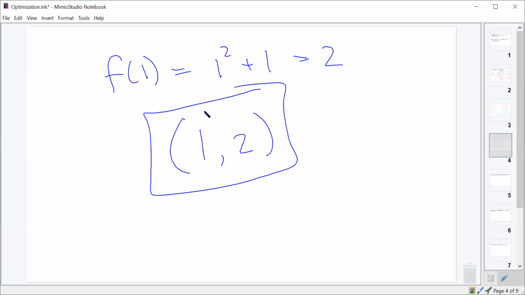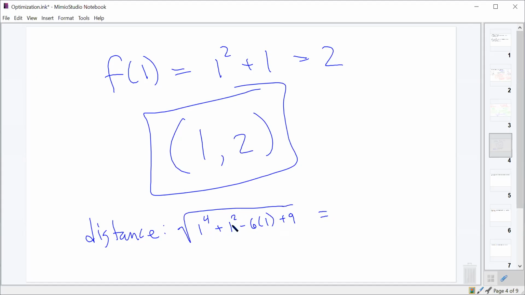Good or no? And if I asked you what was the actual minimum distance, you'd go back to your distance function, which would be the square root of 1 to the 4th plus 1 squared minus 6 times 1 plus 9. And we would find that the actual distance was 1 plus 1 is 2 minus 6 is negative 4 plus 9 is 5. We'd actually have a distance of square root of 5, and that's the distance between the point 1, 2 and the point 3, 1. Good or no?